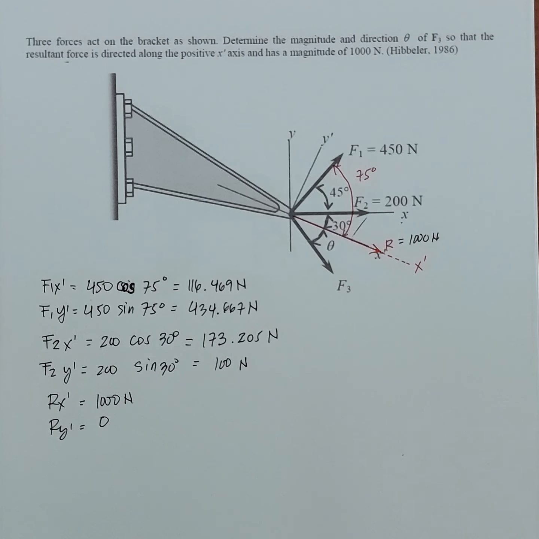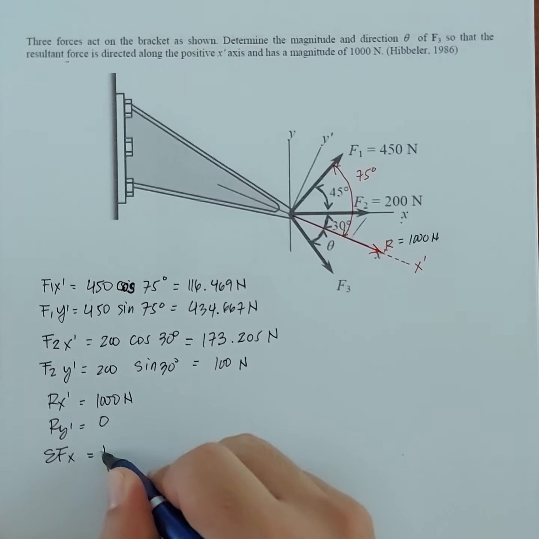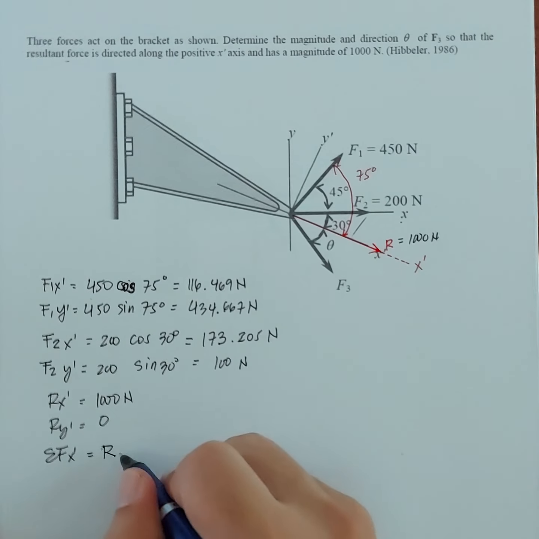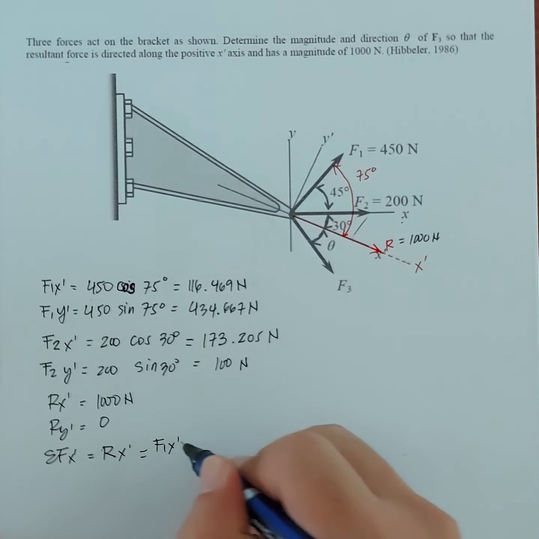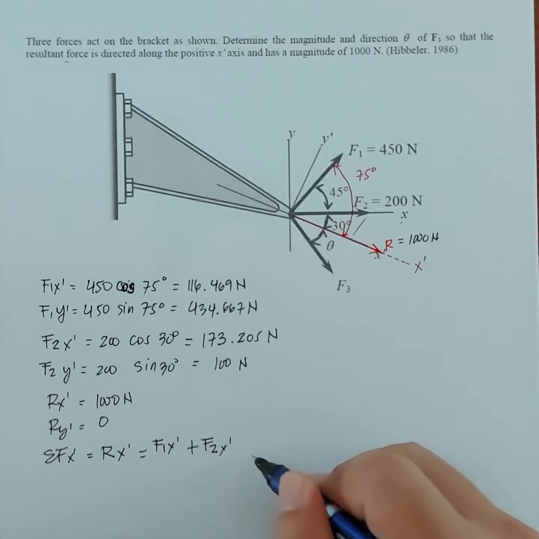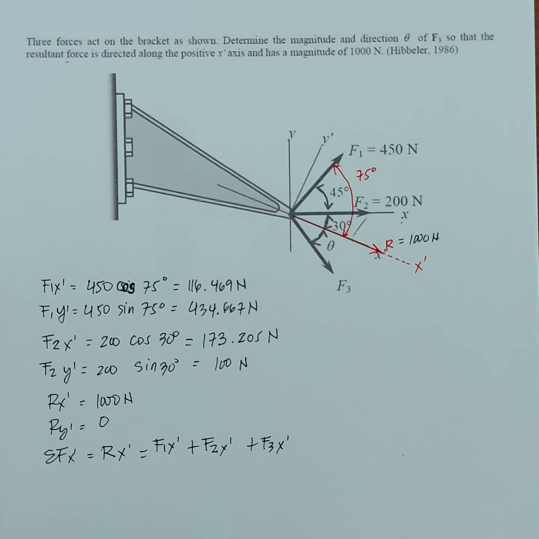Okay? So, after which, we're going now to solve for F3. So remember that the summation of forces along X prime is also equal to Rx prime. And it's also equal to F1x prime plus F2x prime plus F3x prime. So if you're going to look at the equation, we know Rx prime, we know F1x prime, we also know F2x prime, then we can definitely solve for F3x prime.